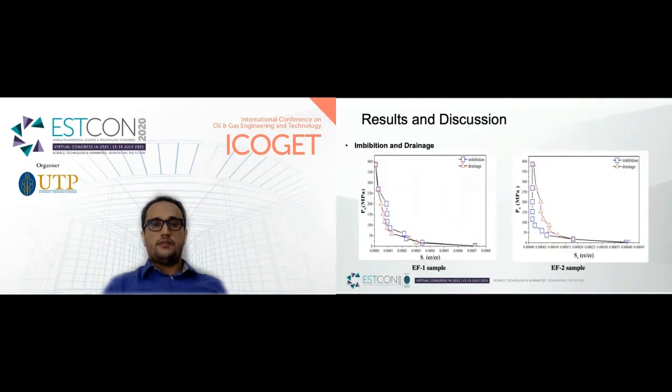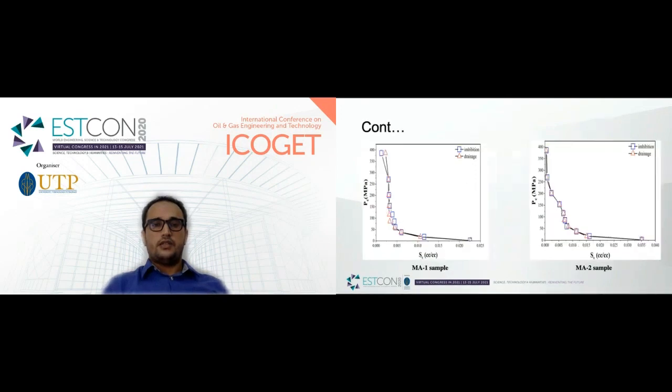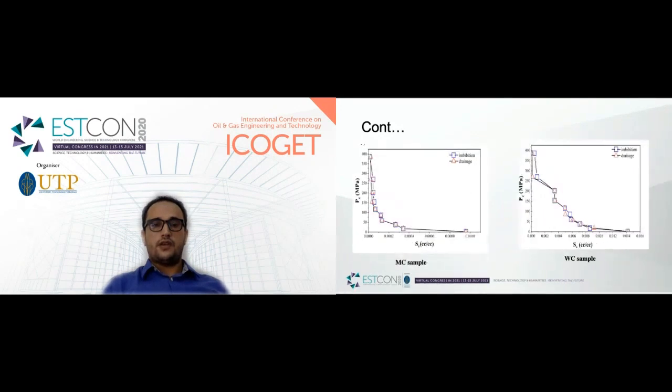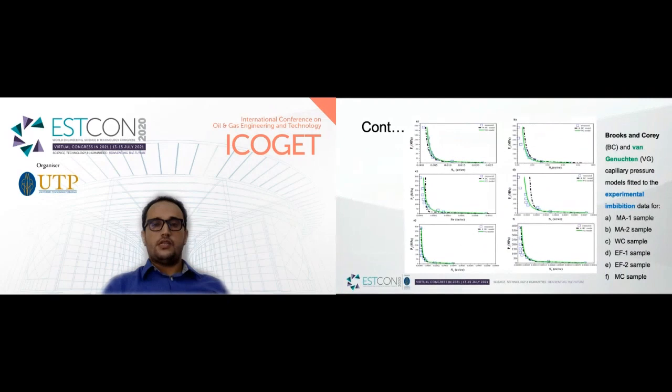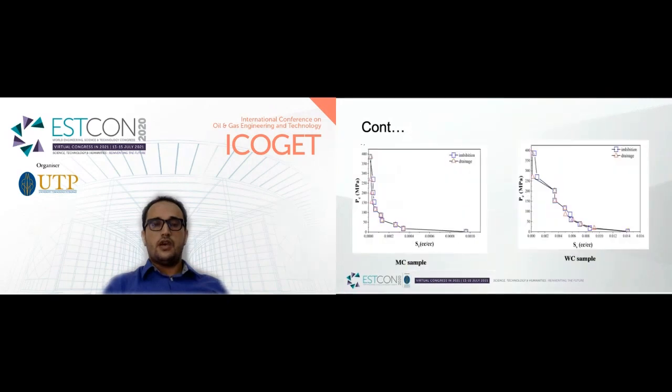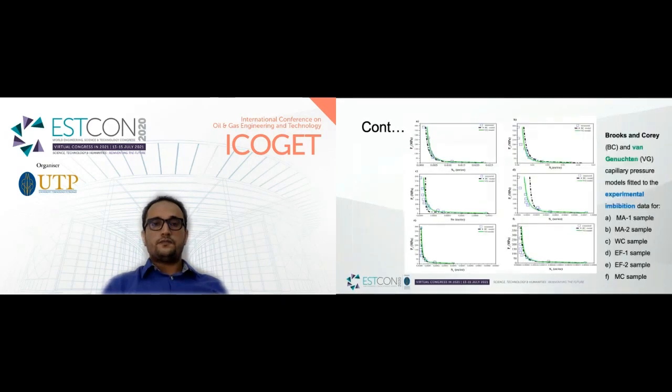And these are the imbibition and drainage results of the mass samples achieved with our method. This is for Marcellus samples, and this is for Mancos and Wolfcamp samples. We can see that the results are similar to the standard capillary pressure curves. And the parameterization of our results was done by fitting the results to these two well-established models.